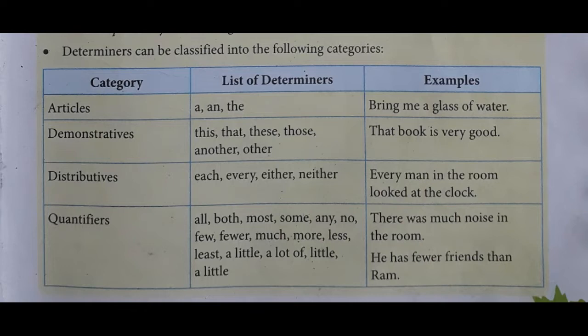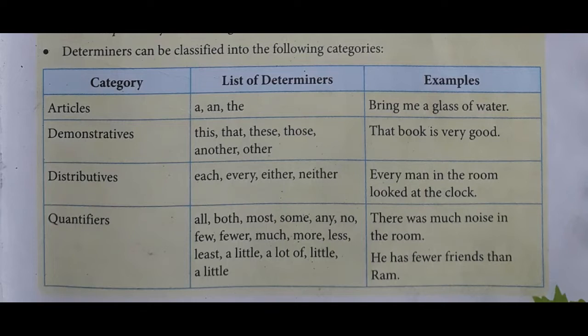You have other determiners as shown to you over here: demonstratives, this, that, these, those, another, other, and the example sentence given to you, that book is very good. Distributives, words which show distribution: each, every, either, neither. Every man in the room looked at the clock. So the word every is used as a distributive over here, and distributive is a determiner. Similarly, demonstratives are determiners. In the same manner, article is also a determiner.